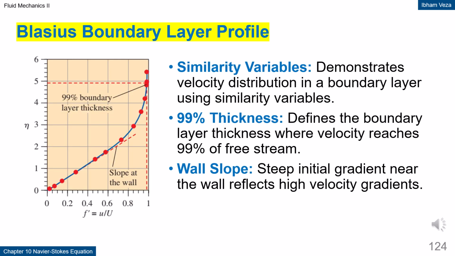Blasius boundary layer profile. The Blasius profile defines the boundary layer thickness as the location where the velocity reaches 99% of the free stream velocity. This profile shows a very steep velocity gradient near the wall and becomes flatter away from the wall. A similarity variable is used to combine the effects of the streamwise distance and the normal distance from the wall. This solution applies to laminar flow over a flat plate with constant outer flow. The profile is a classical reference in boundary layer studies.